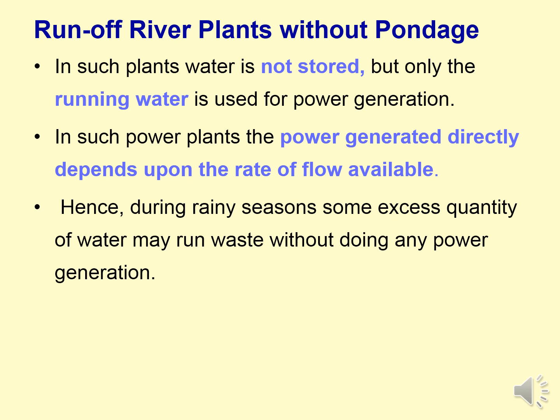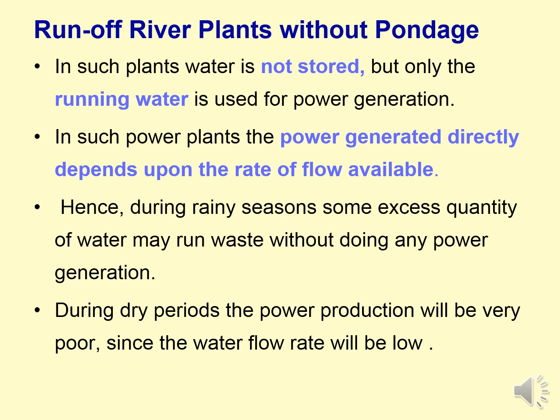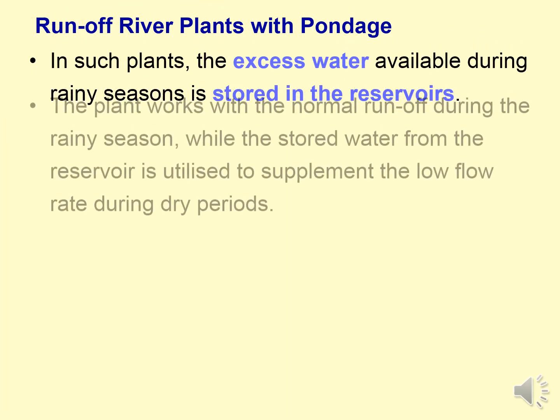Hence, during the rainy season, some excess quantity of water may run waste without any power generation, because the excess water is going to flow away. During dry periods, the power production will be very poor since the water flow is low. This is a major disadvantage.